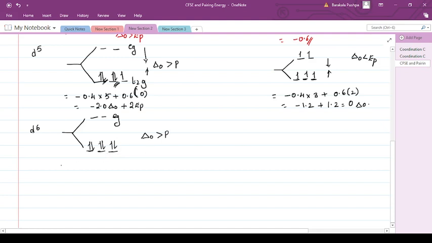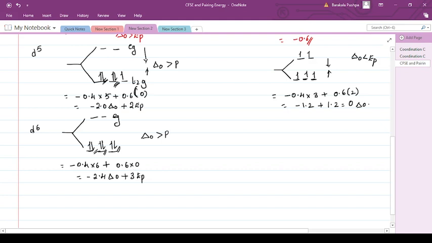Now what happens here? Minus 0.4 into 6 plus 0.6 into 0, that is equal to minus 0.24 delta O, plus there are 3 electrons which are getting paired, so plus 3 EP. Now in this case we can write 3 EP, but it is not 3 EP.